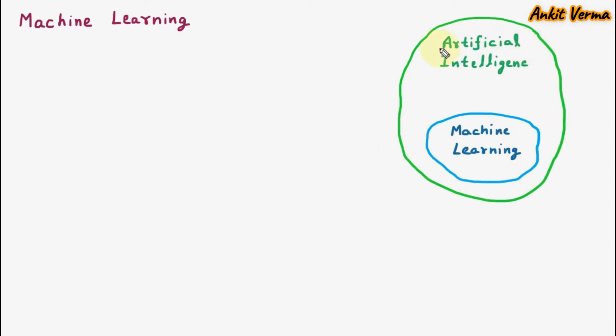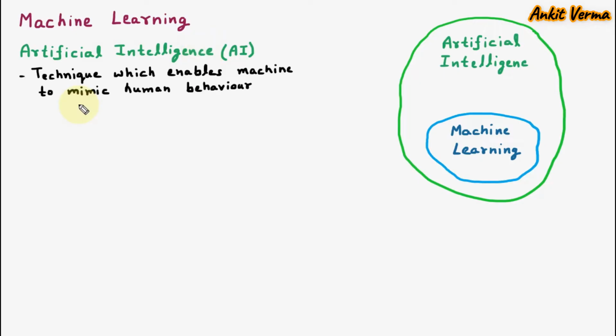So first of all, we are understanding artificial intelligence. In short, it is called AI. Whenever a machine behaves like a human, that is called artificial intelligence. Artificial intelligence is a technique by which we enable a machine to mimic human behavior. It means whenever a human is doing something, we are putting that thing into a machine. This is called artificial intelligence.